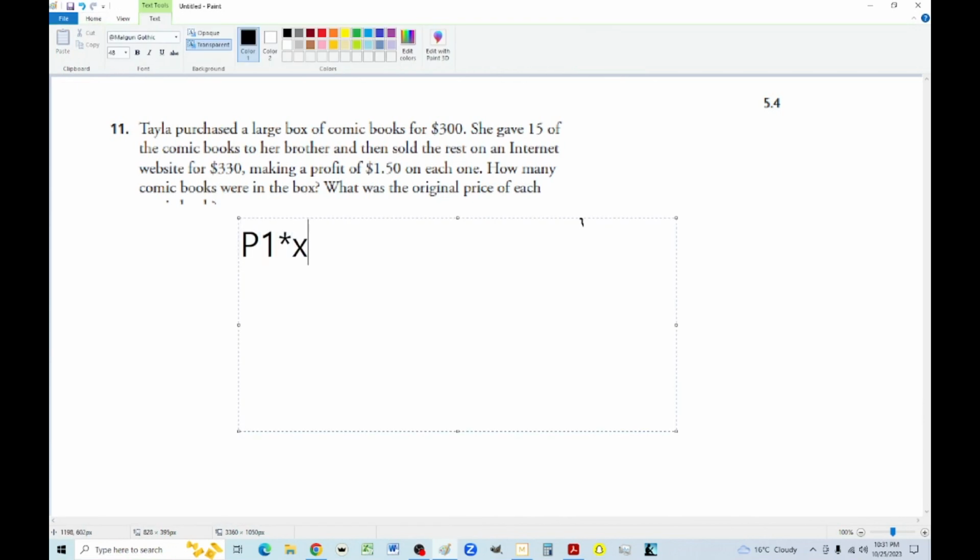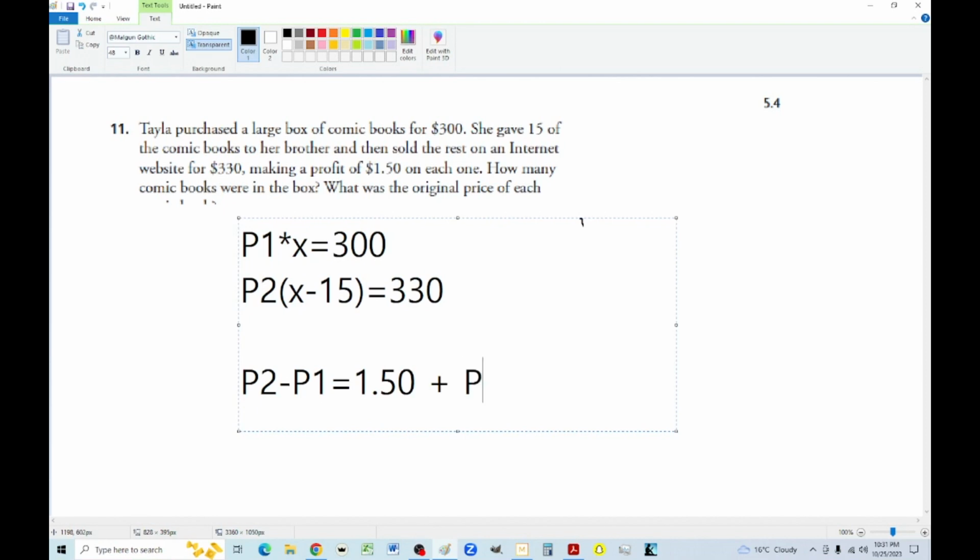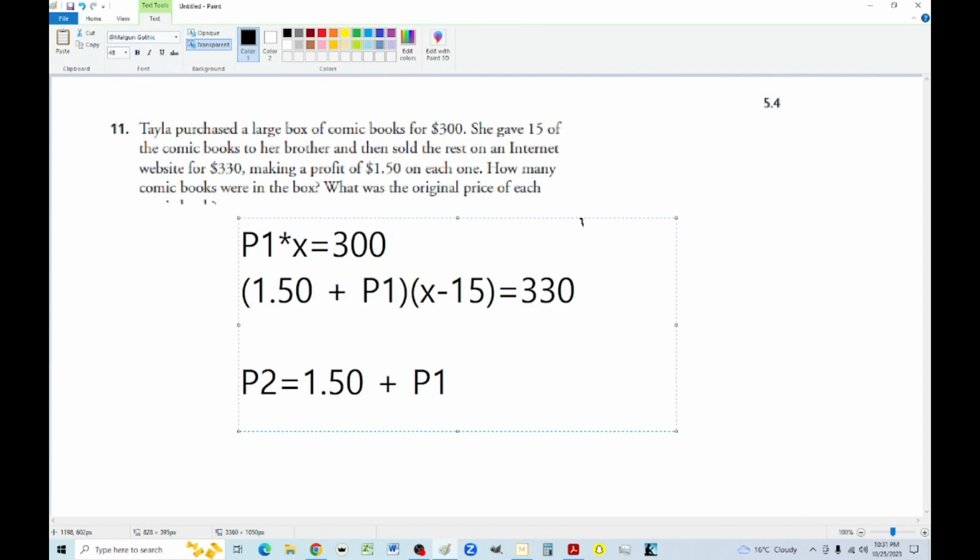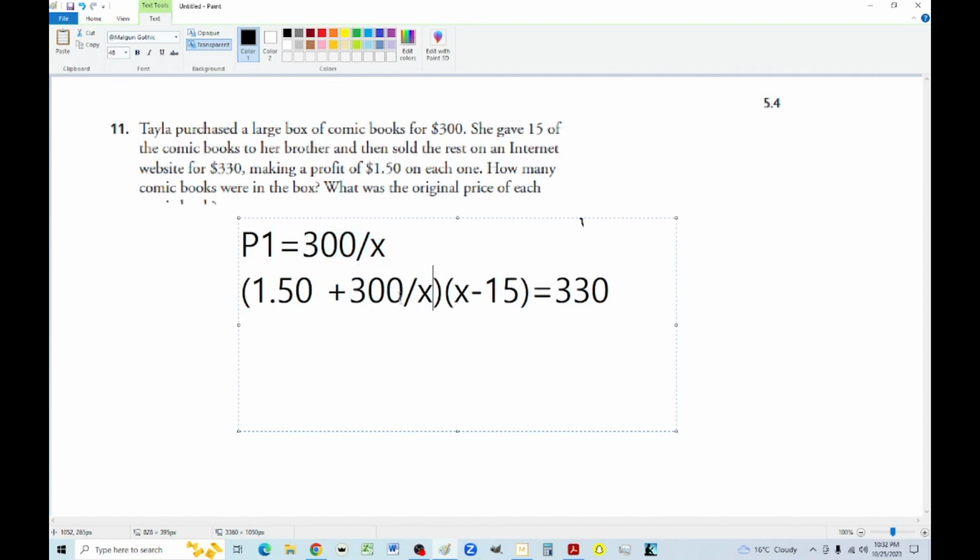So price 1 times x is going to be equal to 300. And price 2 times x minus 15 is going to yield a 330 profit. And we know that price 2 minus price 1 is equal to $1.50, or price 2 is equal to $1.50 plus P1, which means I can replace P2 with this in brackets. Right, and then up top, it's also clear that P1 can be replaced by 300 divided by x. So let's just try it this way first. So that means 300 divided by x can go right here.